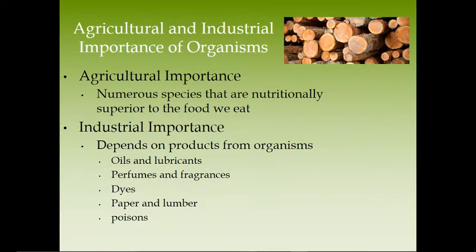Organisms can provide agricultural and industrial importance to humans as well. Many species can be eaten by humans and/or can increase crop yield and efficiency. Many organisms also have industrial importance, as they can create and provide things such as oils and lubricants, perfumes, dyes, paper, and even some poisons, depending on the species.